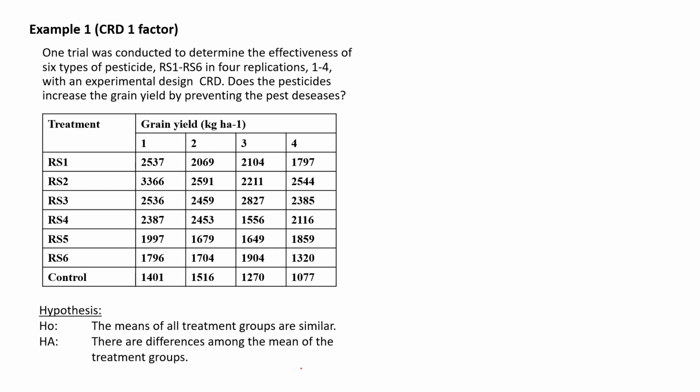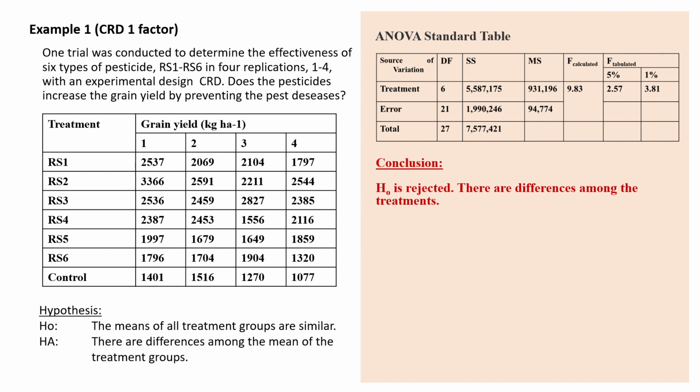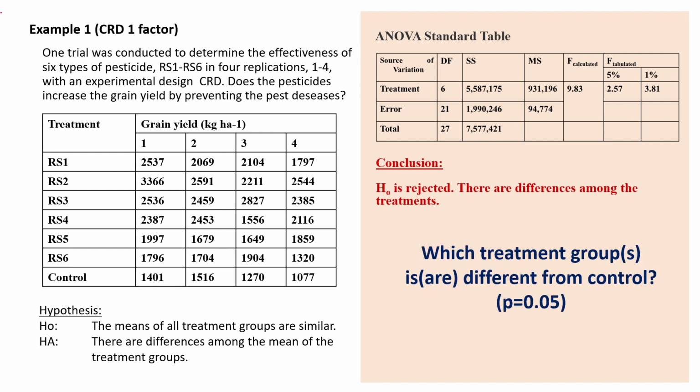I personally prefer DMRT to LSD. So let's look at the same example that we have used before, which is the treatment for grain yield example that we have calculated based on LSD. Let's use the DMRT to do the post-hoc test for this analysis. It's the same, but I do not want to repeat for 1%. So for this one, we focus just on the p-value of 0.05.